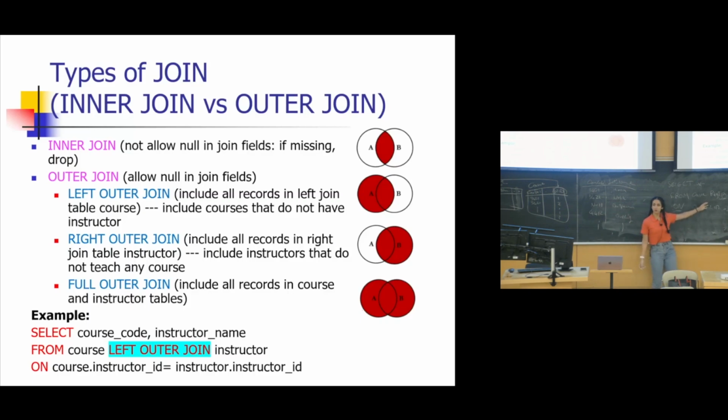Another way of writing it using left join, if you write it left join, then you have to change the position of these two, right? Because then you want to get all the instructors, right?